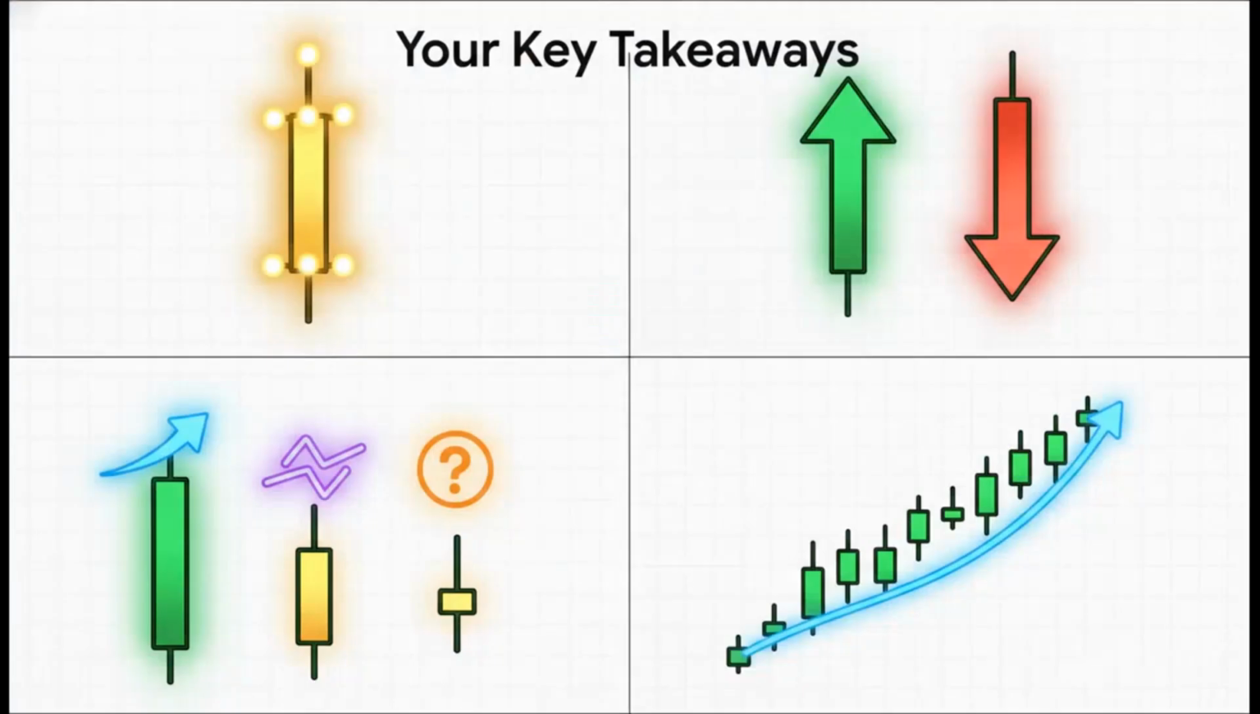So let's recap the biggest takeaways. Number 1, every candle shows you 4 pieces of data: the open, high, low, and close. 2, green is bullish, meaning the price went up. Red is bearish, meaning it went down. 3, a large body signals strong momentum, while a small body or a doji signals weakness or indecision. And finally, when you string all these candles together, they form the overall trend. That's the whole shebang right there.